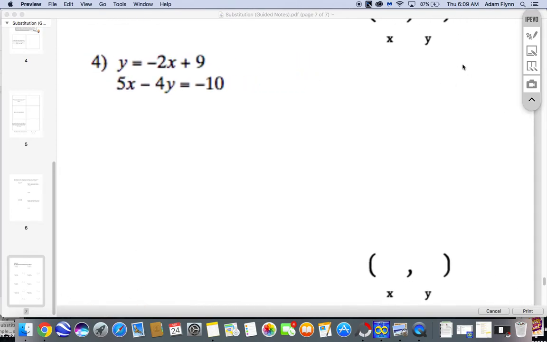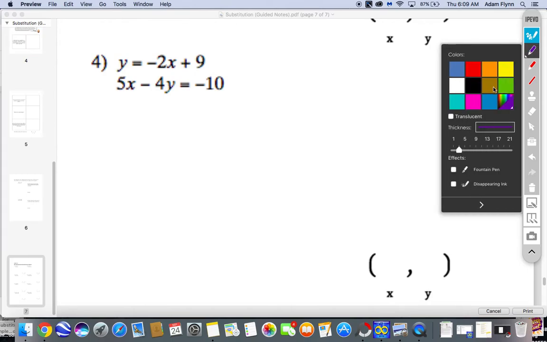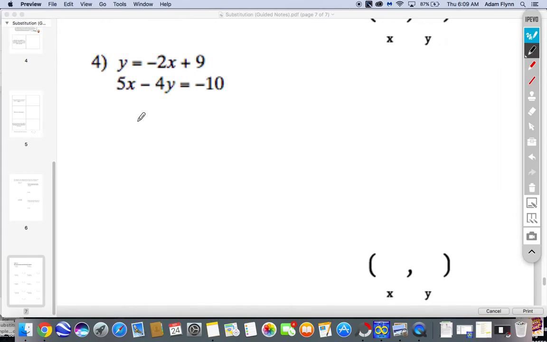Okay, similar looking problem where we've got one variable isolated, and it is the y in the top equation. So that means I can take this negative 2x plus 9. Since I know y is negative 2x plus 9, I can plug it in for y in the bottom equation. So if I do that, I'll rewrite my bottom equation. So 5x minus 4, but instead of y, I've got negative 2x plus 9 equals negative 10.